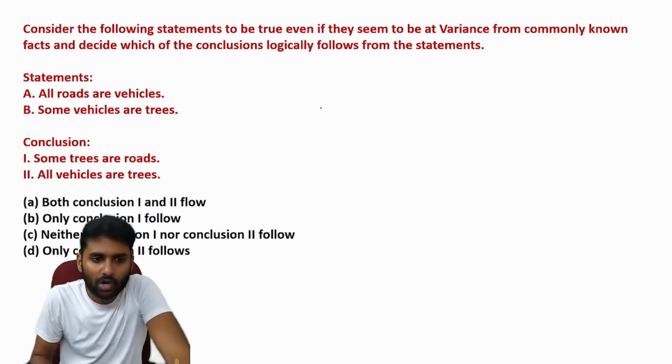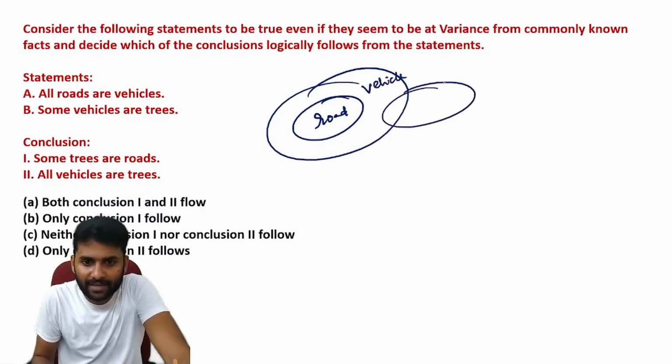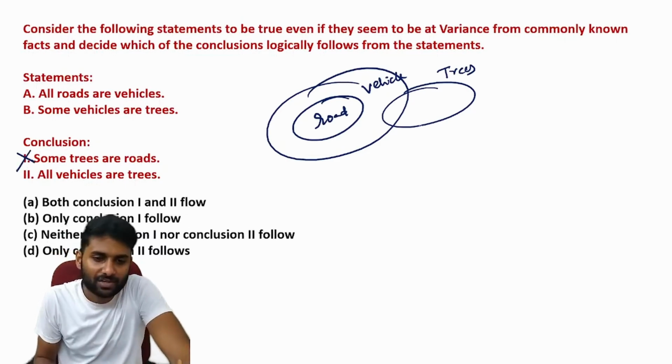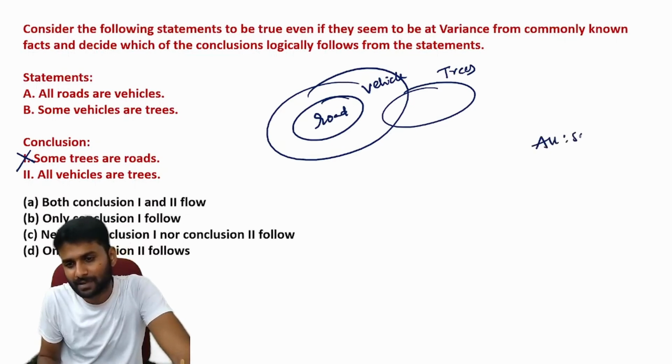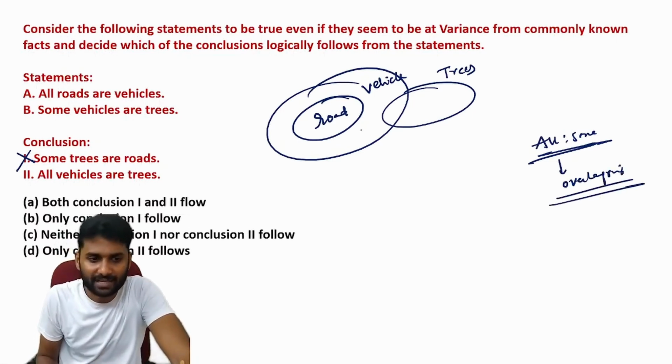So let's see here. All roads are vehicles. Some vehicles are trees. Conclusion: some trees are roads. Guys, if you observe, there is no direct relation in these two circles. If there is no direct relation, you never get some and all relations. So if you want all or some, remember this point: if you want any of these two conclusions, we require overlapping in the picture. Otherwise, you never get any relations.